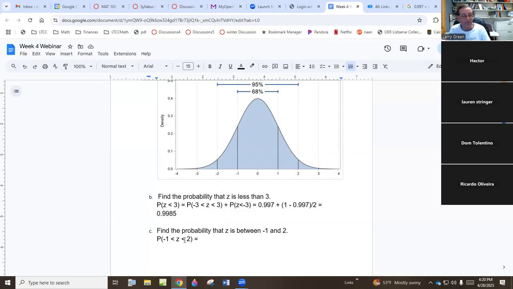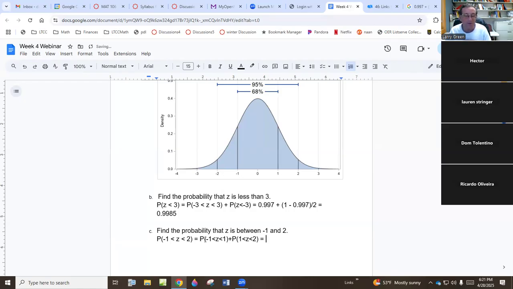Okay, and we're going to do something similar in this part C. To find the probability that we're between -1 and 2, we know between -1 and 1 what it is, and we add between 1 and 2. So now we can write this as the probability that -1 is less than z is less than 1, plus the probability that 1 is less than z is less than 2. Any questions on taking those two pieces, putting them together to get between -1 and 2?